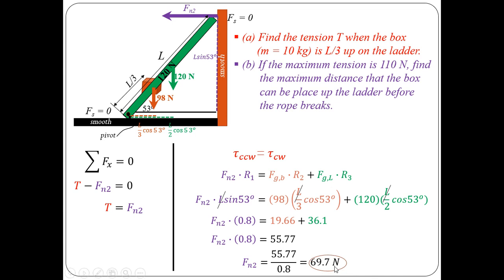Okay, I know the other answer is 69.5, but give or take, that's due to a little bit of rounding error in these cosine and sine functions. All right, other than that, once we know Fn2, we literally can just substitute it into the left side there using Newton's second law of motion in the x direction. So we can say that T is 69.7 because that statement is true, and that's your answer.